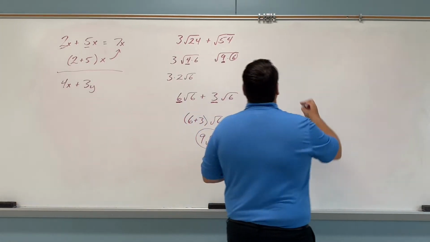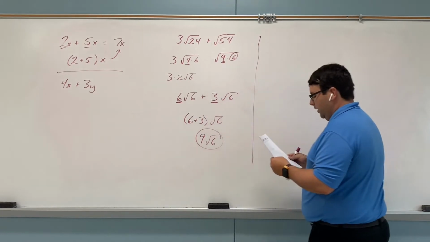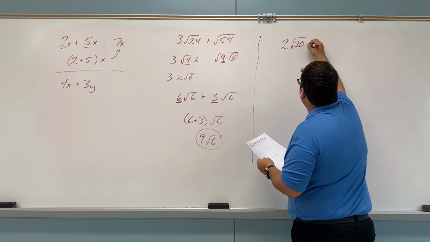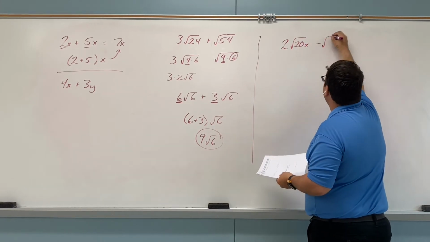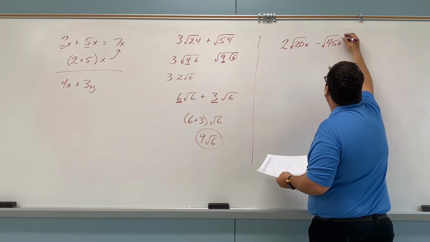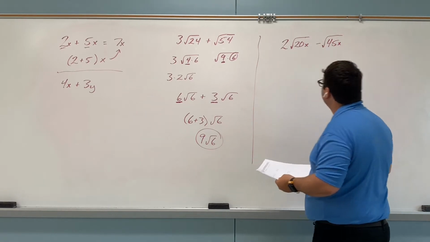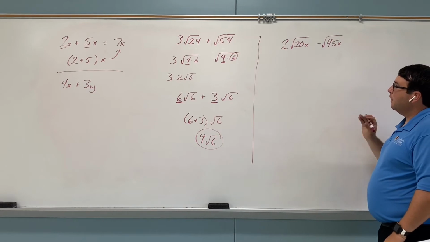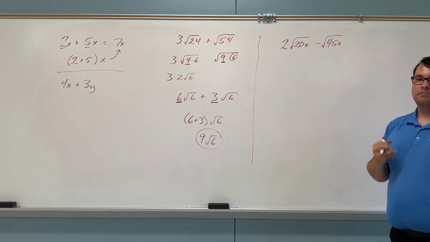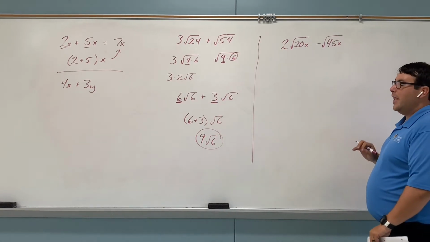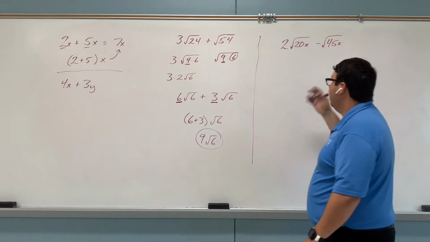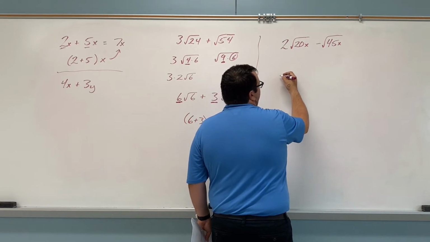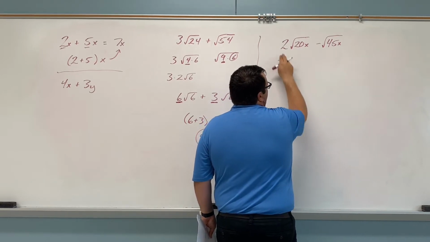Let's try another one. I'm going to put a little dividing line there. So I have 2 square root of 20x minus the square root of 45x. Now, if I'm looking at these terms, are they currently like radicals? The answer is no. But can they be? Let's see if we can simplify them. So 20 can be simplified, correct? So I have 2 from here.